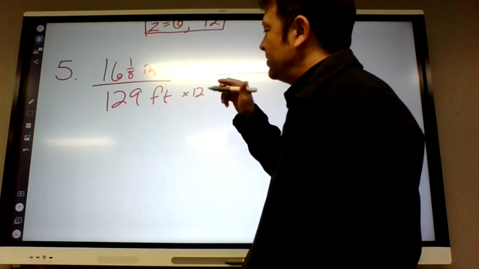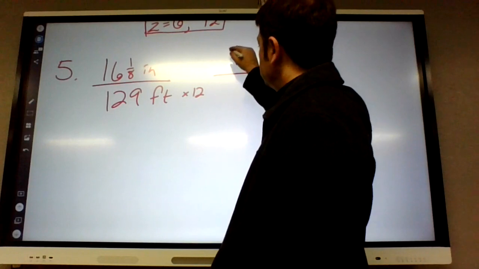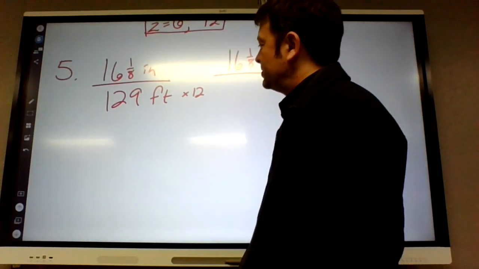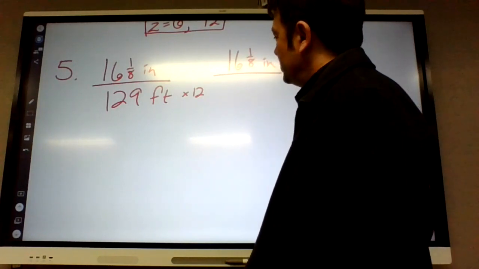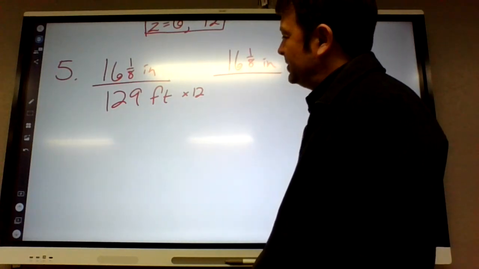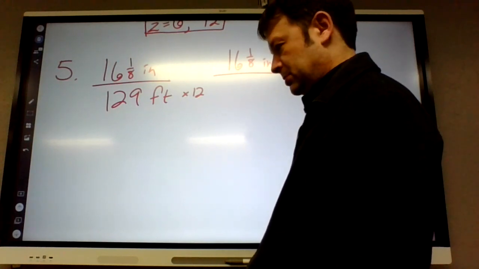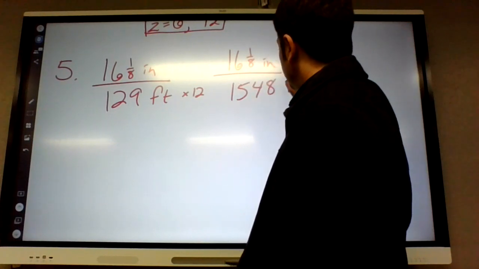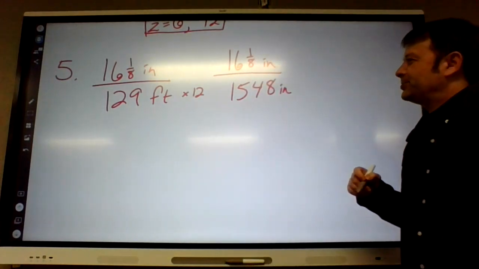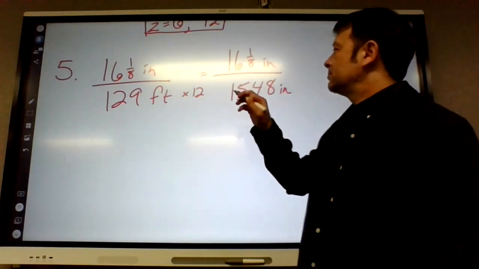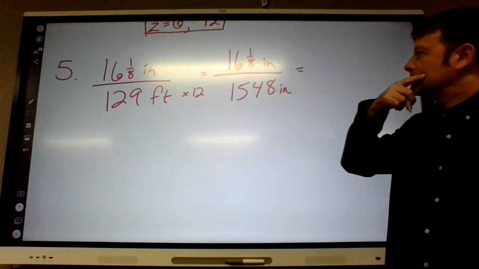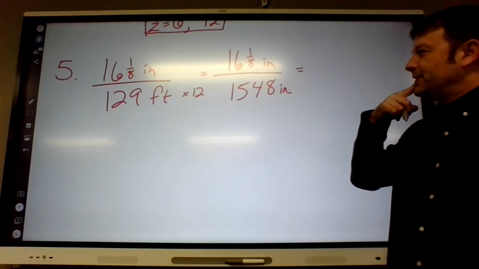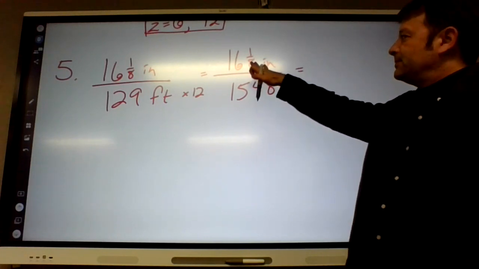that would turn into, I don't remember what it was. 1548. Okay, are you positive? Now, what do we do at this point? Yeah, then you divide it. I would just let your calculator reduce that fraction.